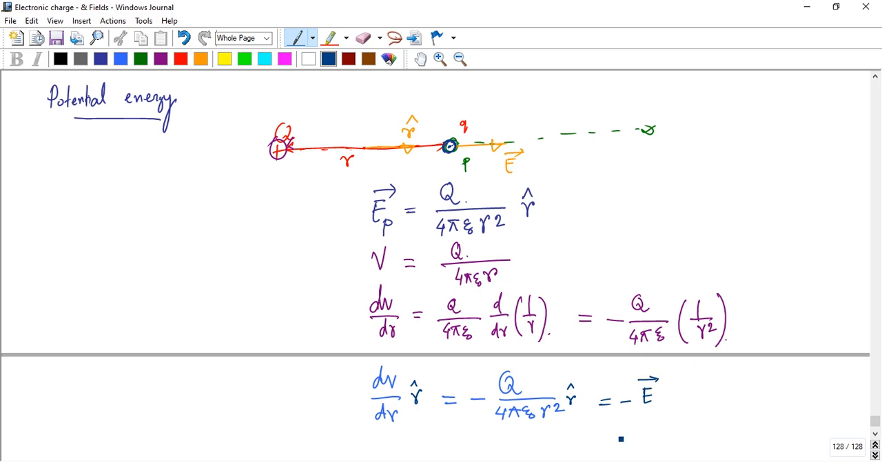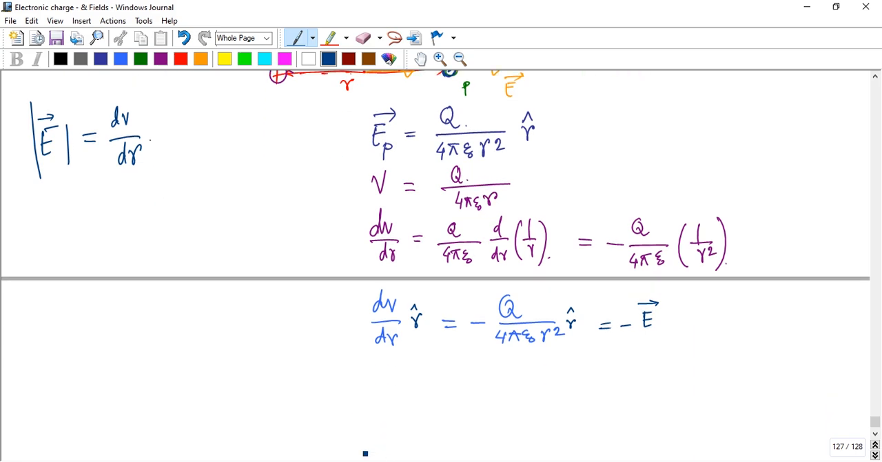So we say that E vector, the magnitude, is dV/dr. So if I say E magnitude, field magnitude, that is equal to dV/dr. Okay, so now we say that dV/dr times r cap is minus electric field vector, and the direction is r cap. Now box that, it's very important.